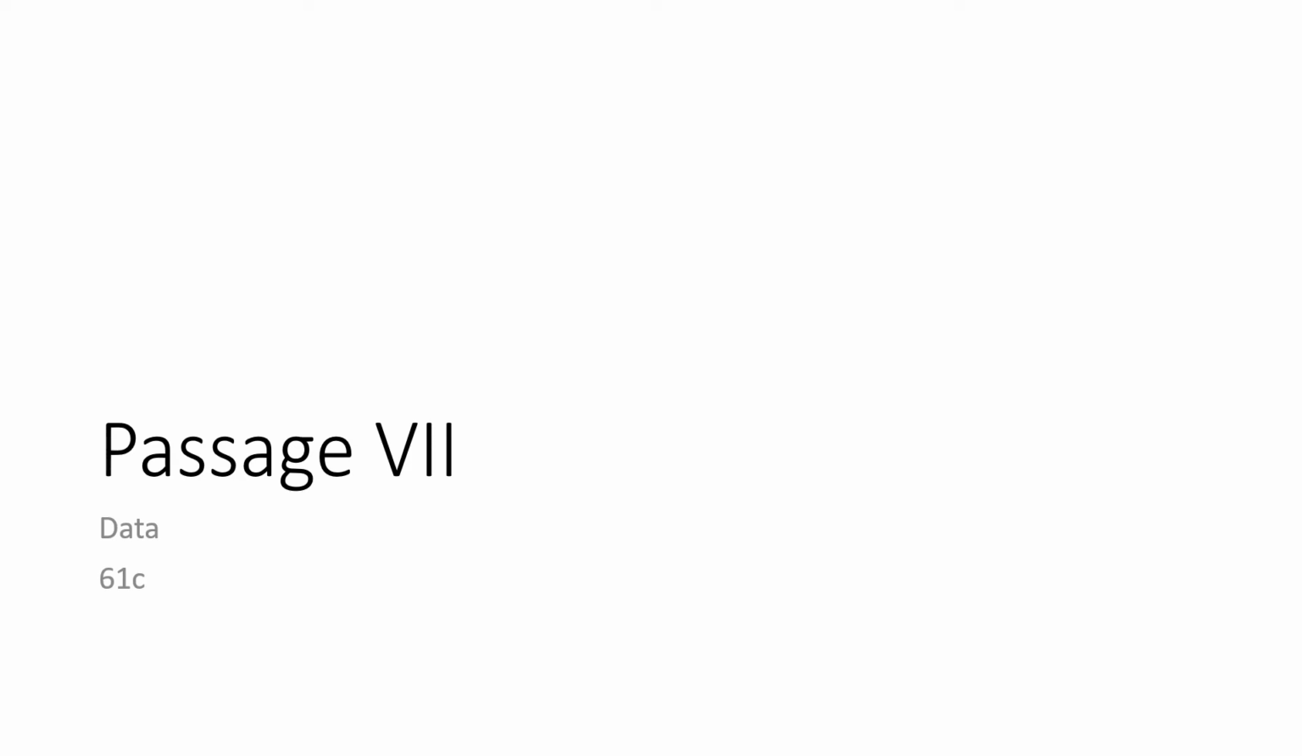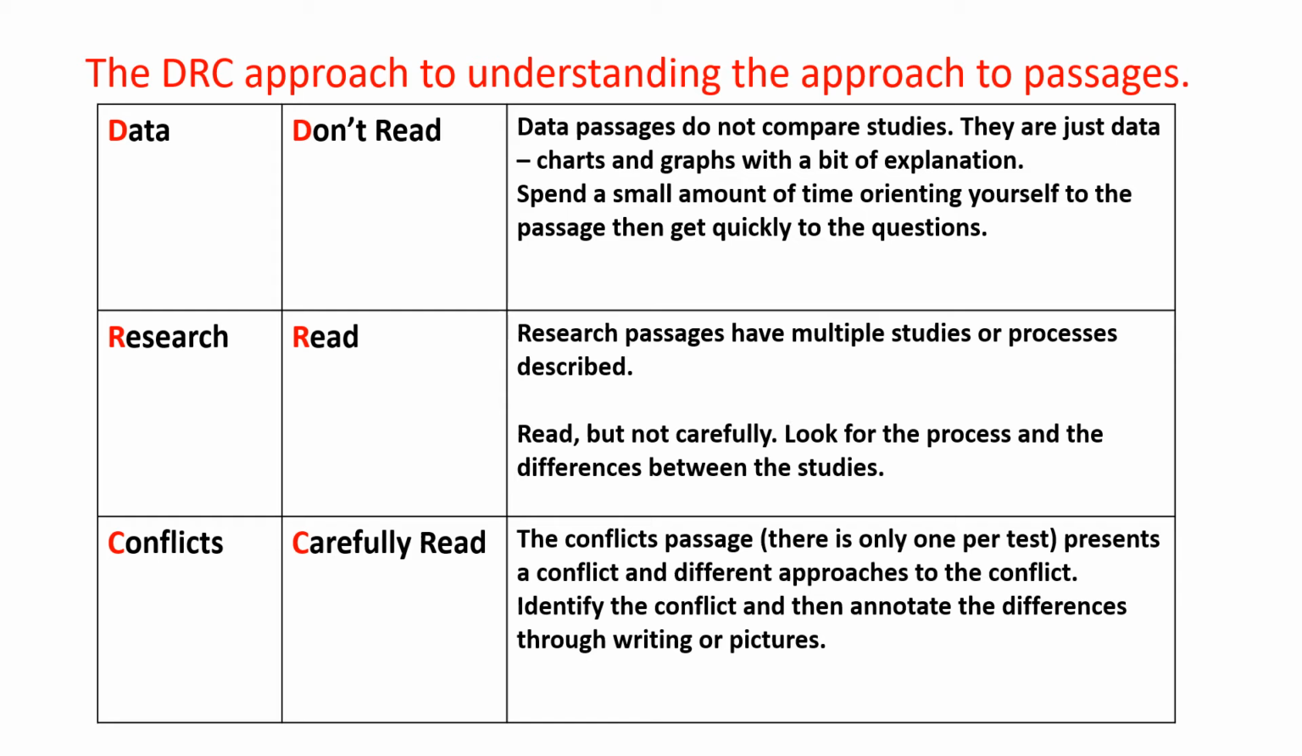This is passage 7. It's a data passage in test 61C. Remember our DRC approach. This is data, so don't read. You probably don't need to read it all. If you really want to, you can if you have time, but for the most part, you can go straight to the text and straight to the questions, and it'll tell you where to go, which chart, which graph to look at.